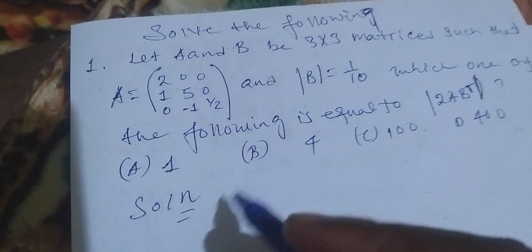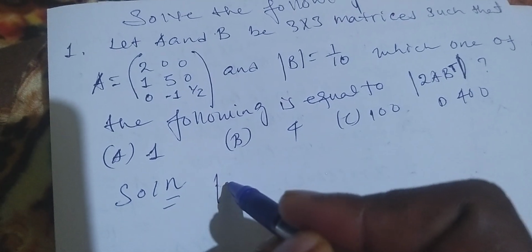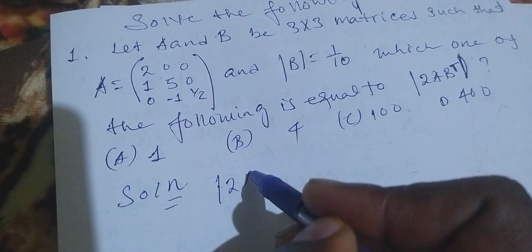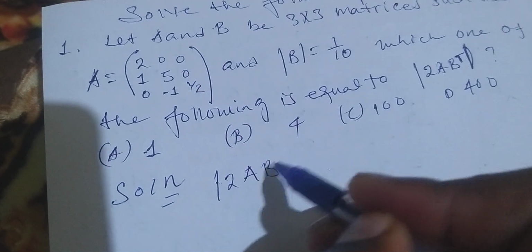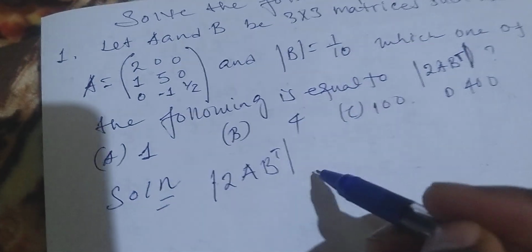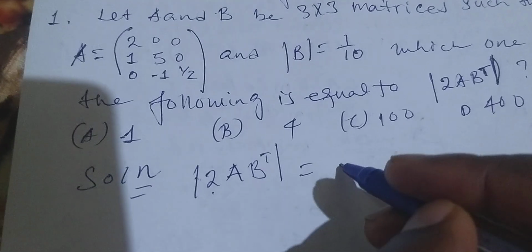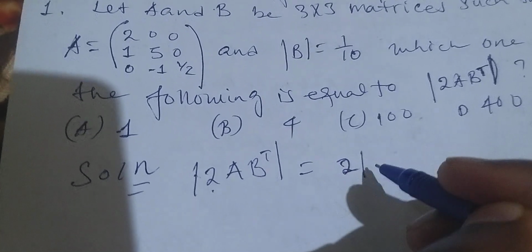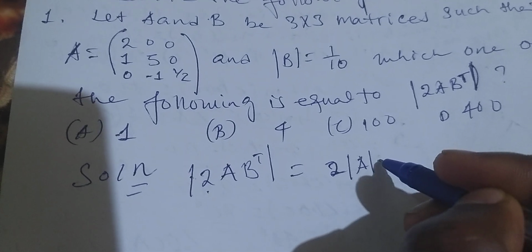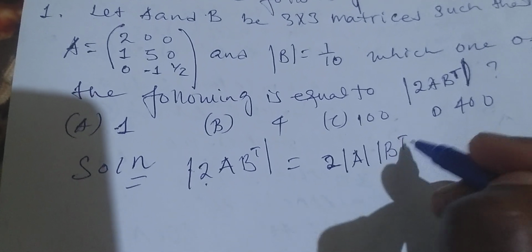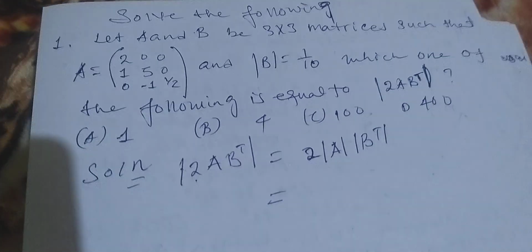So what is given? What's required? The required one is 2 times the determinant of 2 times matrix A times the transpose of matrix B. So how do you write this? 2 is a constant, so 2 times the determinant of A times the determinant of B raised to transpose. It is possible to write it like this by using the property of determinants.